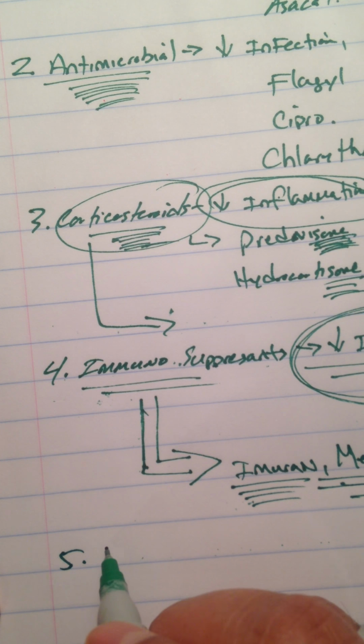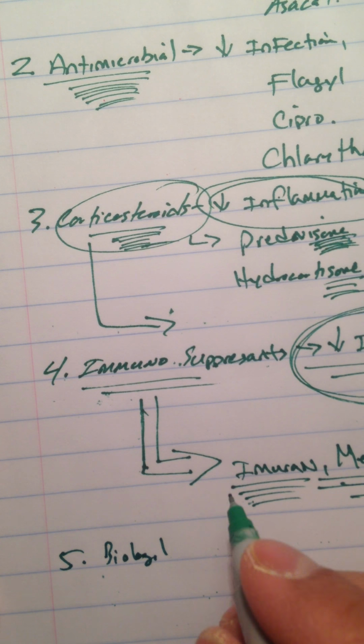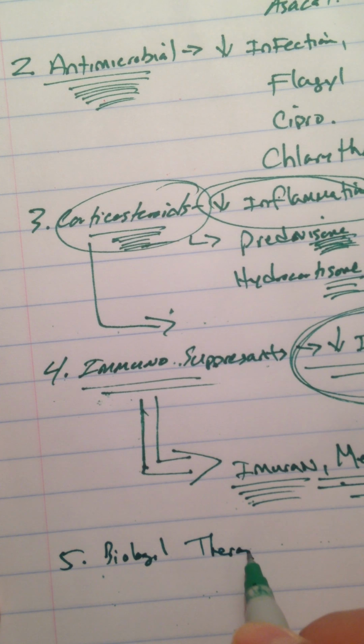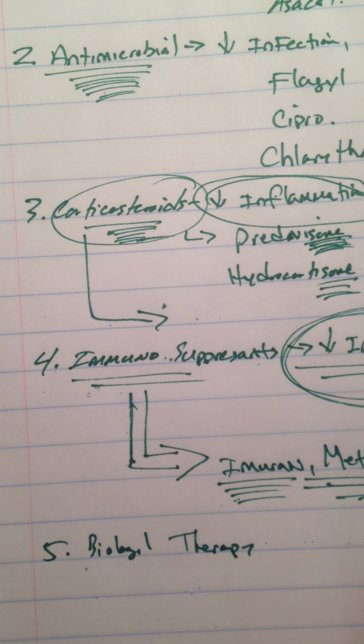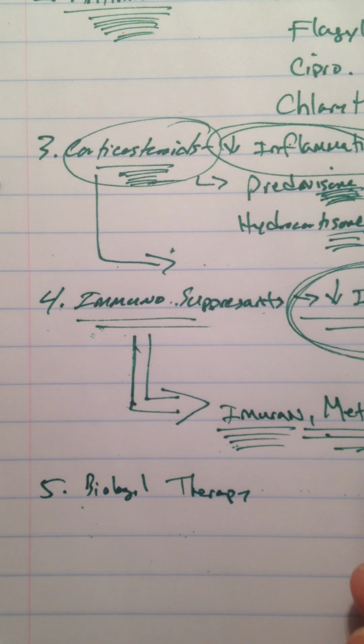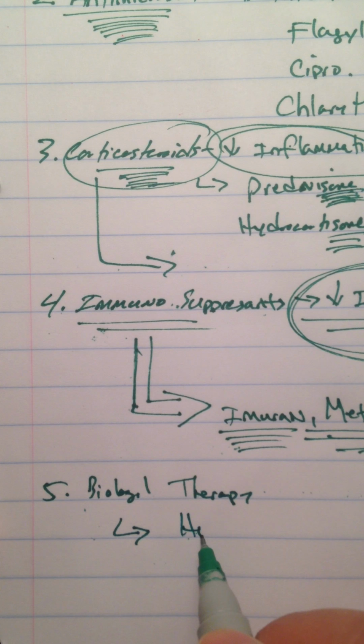Number 5, your biologic therapy or targeted therapy. Again, these are meant to prevent inflammation. An example of this would be Humira.